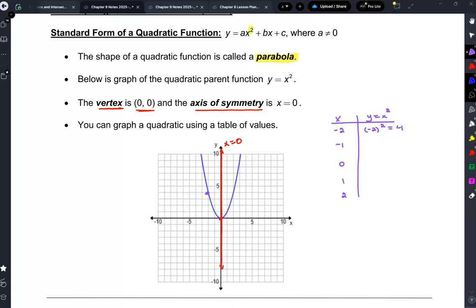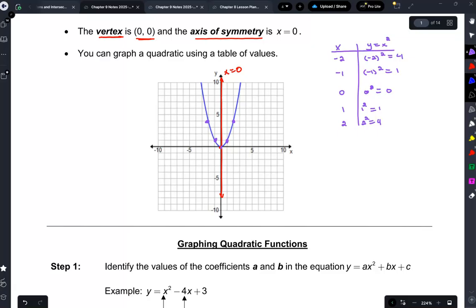Then -1 squared is 1. That's that point. Then 0 squared is 0. That's that vertex. 1 squared is 1. So x is 1, y is 1, that one. 2 squared is 4. This one. Okay? Are we good? So this is how we plot a quadratic equation.